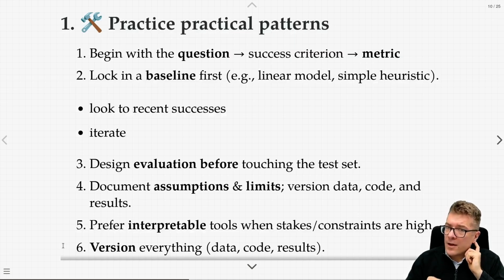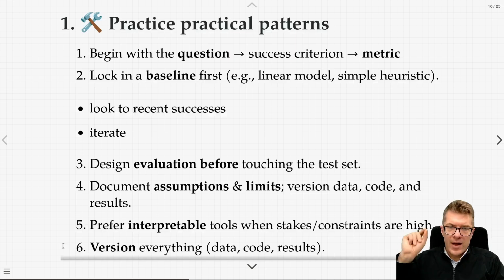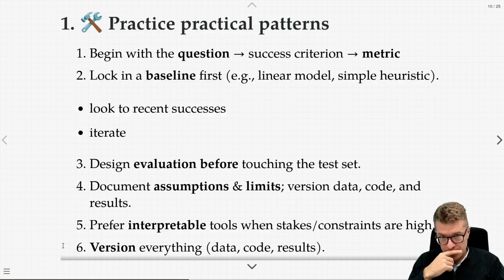So the example here from our previous breast cancer example could be: we want to understand if we can detect breast cancer in women in their 40s. We can translate this question into something that means success. We want something that's accurate, that's correct most of the time, which is a very vague way of describing this criterion. But then we can break this down into specific metrics like sensitivity and specificity, like we saw earlier.